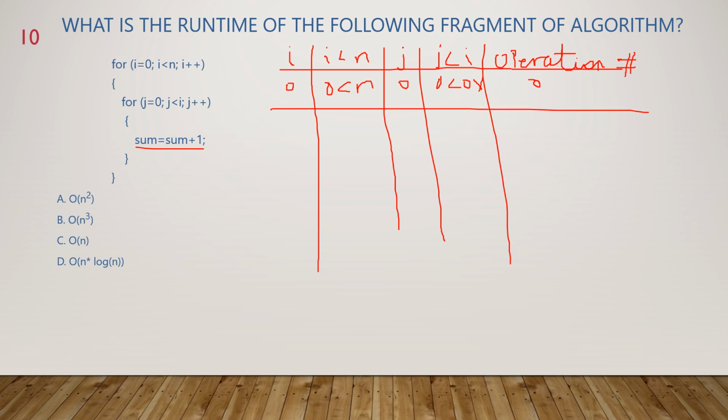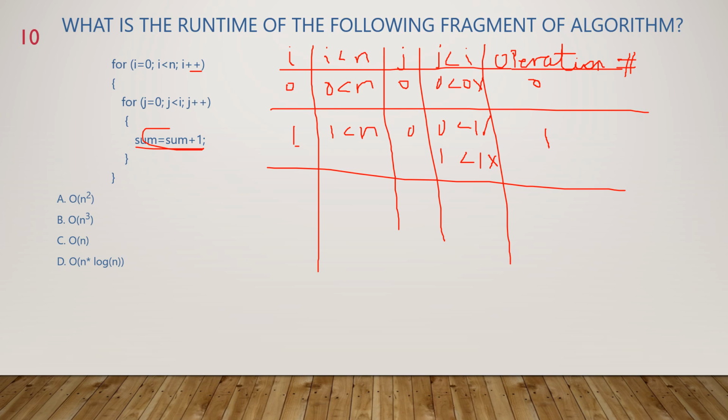Okay, and then I is incremented. I will be 1. 1 is less than n. J is still 0, and 0 is less than I, which is 1. That is true, and it's executed. Then J is incremented. J is 1. 1 is less than 1, then this will be false. How many times does this statement operate? 1 time.